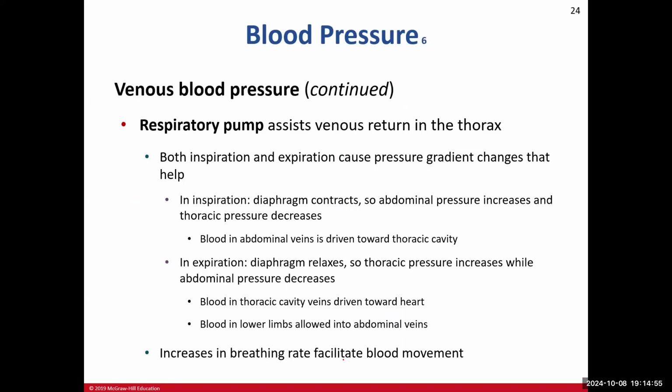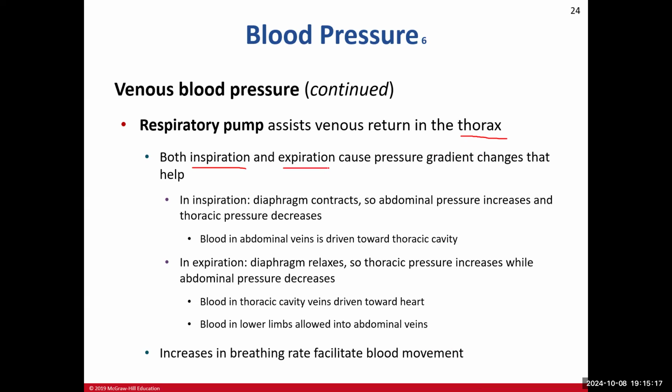So this is the skeletal muscle pump. The respiratory pump, similar type of mechanism here because it's going to involve pressure gradients again. And so this is how we're going to get blood to move back towards your chest here. And so this has to do with when you're breathing in and when you're breathing out.